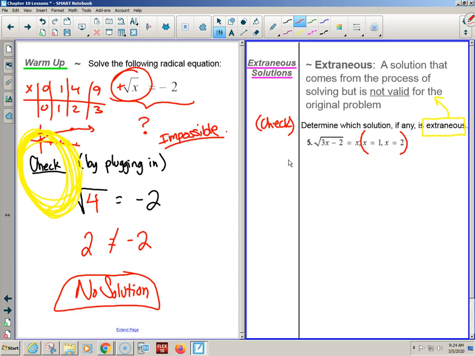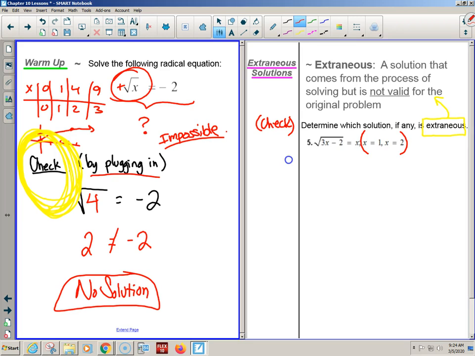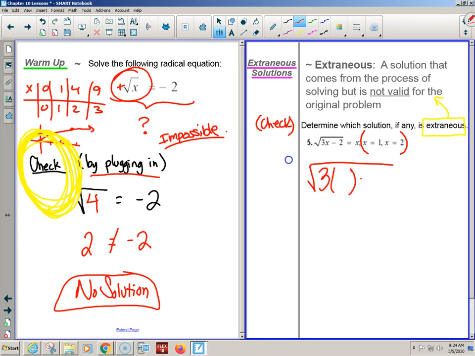Write the word check, and if I were you, I would write down the words by plugging in. So here we go. We have our square root of 3 times somebody minus 2 equals that same somebody. You put parentheses there so you know something is supposed to fill it in. What's the first somebody that we're going to check, that we're going to try? Yeah, so throw in 1.